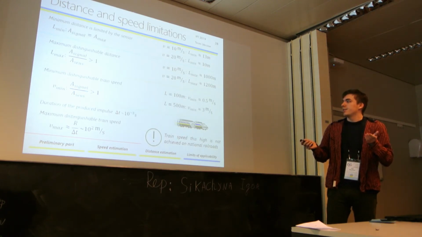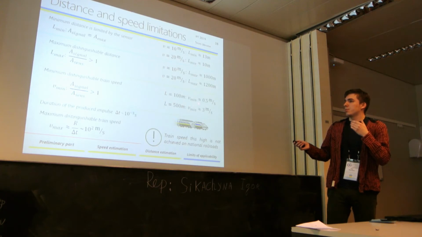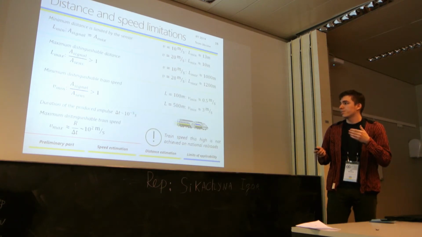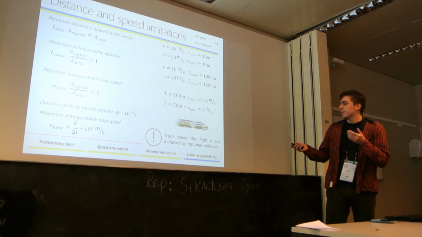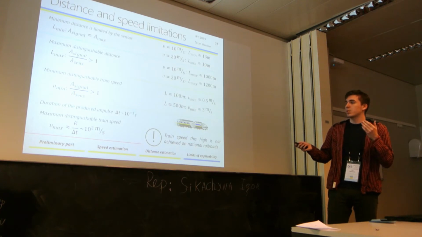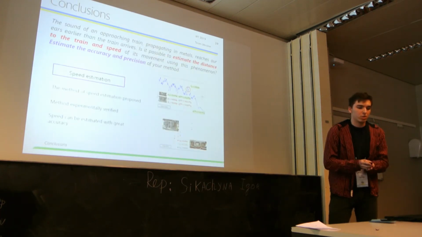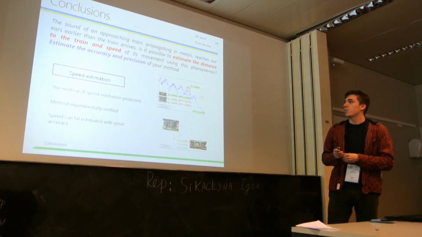And we also have a minimum speed of the approaching train, below which the signal will also be too low to measure the distance. It's about 3 meters per second for a train at a distance of 500 meters. So we finally come to the conclusions of my report.